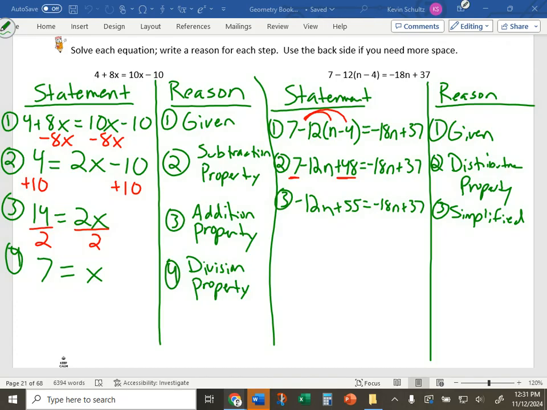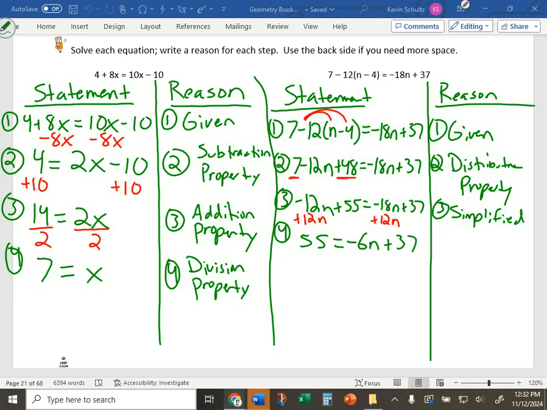And now you've got options. What do you want to do next? Who wants to guide us? Aiden, take us to the next step. Step 4. You can add the 12n to the 18n now. Okay, algebraically, we're adding 12n to both sides. Geometrically, we just write the next step, which is 55 equals negative 6n plus 37.